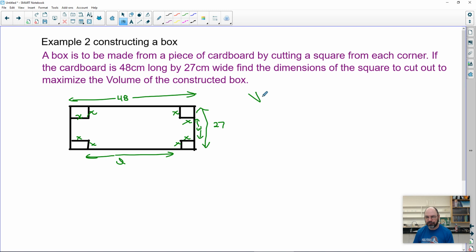So our volume is equal to length times width times height, and we have to write each one out. What is the length? Well, the length here is going to be 48 minus an x there and an x there, so that's 2 x's. The width here is going to be 27 minus an x here and an x there. That's 2 x's. And the height is just going to be, if we fold this up, a height of x.